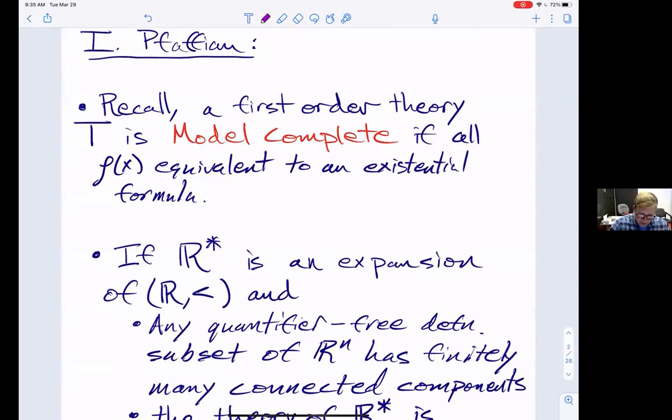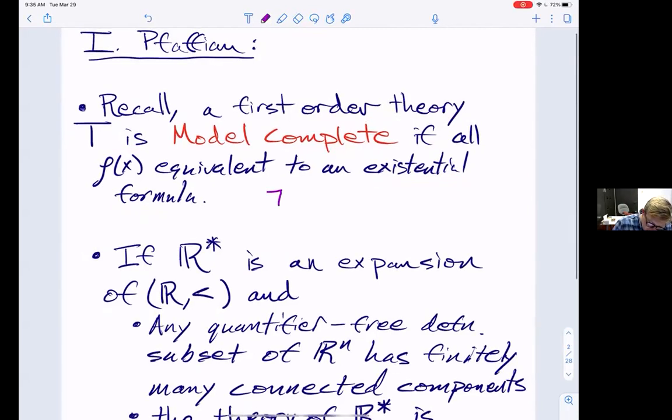So there's a very important notion in model theory of a first order theory being called model complete. And a first order theory is model complete if any formula, any first order formula, so that can involve quantifiers like for all and there exists, is actually equivalent to an existential formula. And so that's a formula which only involves the existential quantifier. So exists x1, exists x2, etc. And then some quantifier-free formula involving those variables, and maybe some other free variables which don't get quantified over.